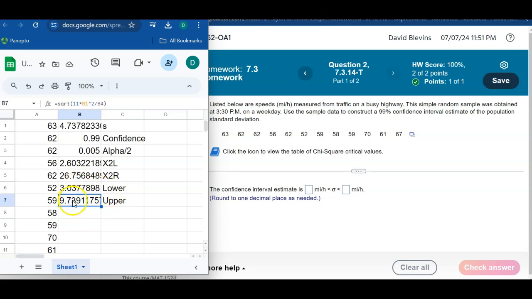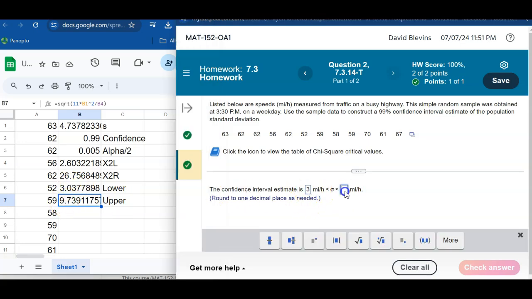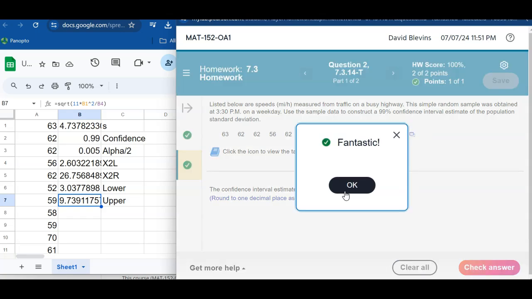So this is the first number, this is the second number. To one decimal place, this would be 3 and 9.7. 3 for the low number, 9.7 for the upper number. So that's how we can get a confidence interval for a standard deviation from a data set.